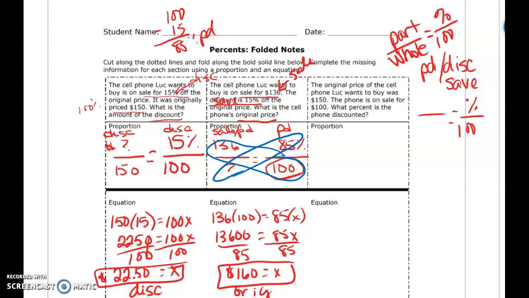Again, make sure your units are matching. If you had put 15 here, that wouldn't have worked. The original price of the cell phone Luke wants to buy is 150. So this is our 100% because that's the original. The phone is on sale for 100. What is the percent discounted? So this is what he saved. Well, this 100 right here, it's on sale for.